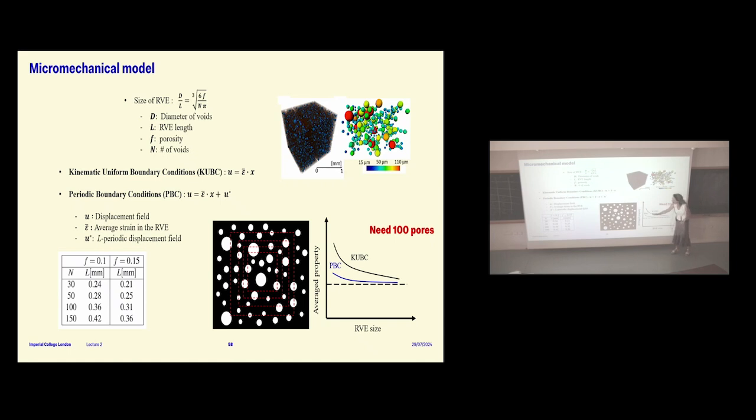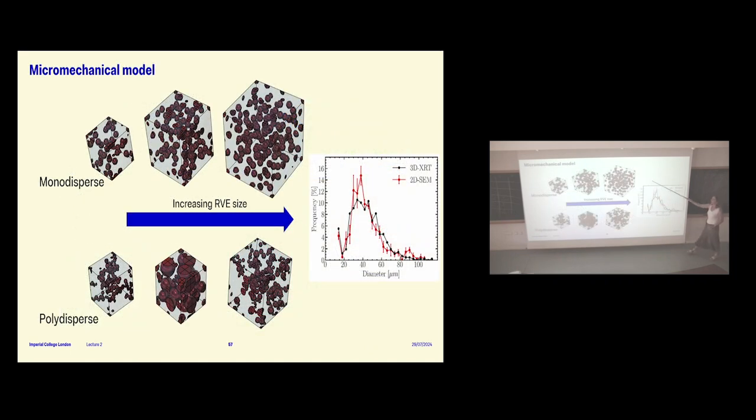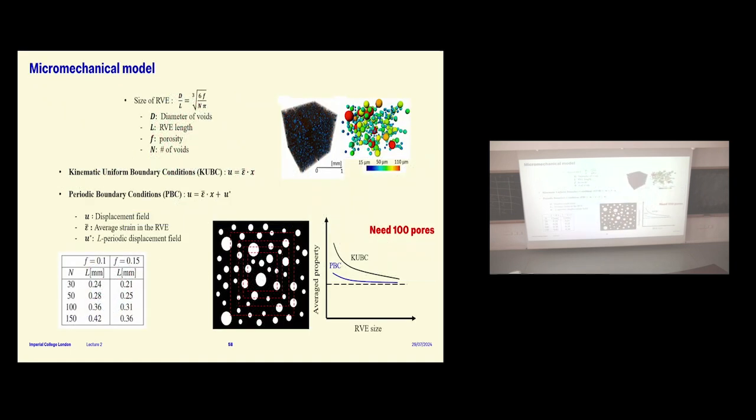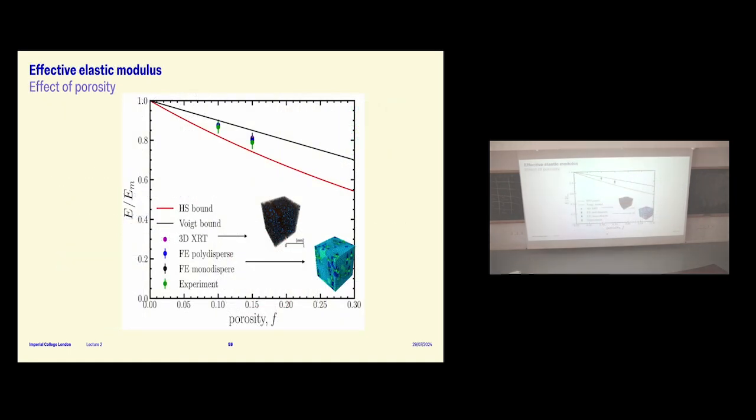These are different boundary conditions that you usually use for micromechanical models, the periodic boundary conditions and kinematic boundary conditions. But in any case, they both should converge somewhere where you say, okay, I need so many pores, that size of RVE. And we found that we needed about 100 pores. So as long as the model I showed you had 100 pores in it, then that's correct. It will give me the right answer.